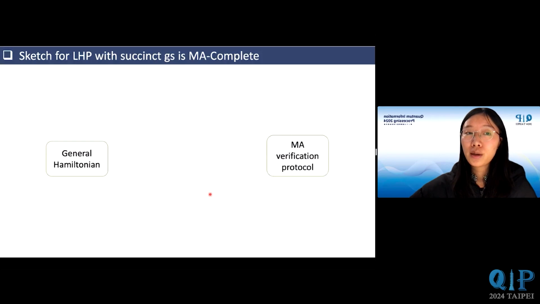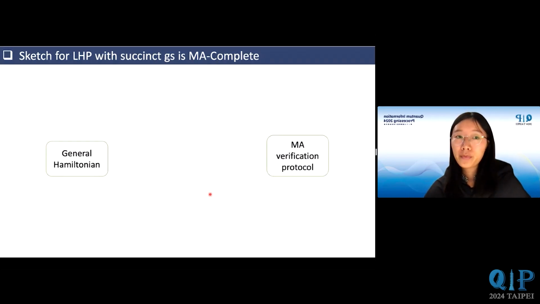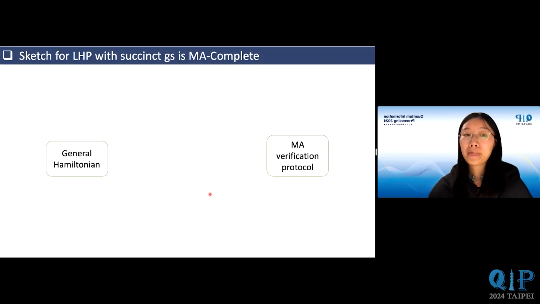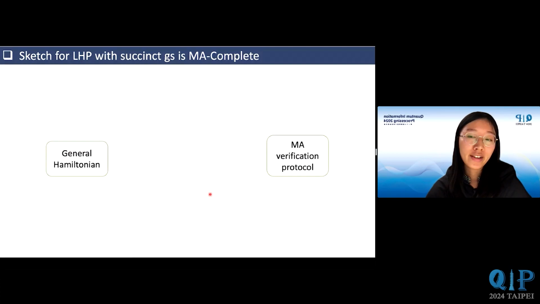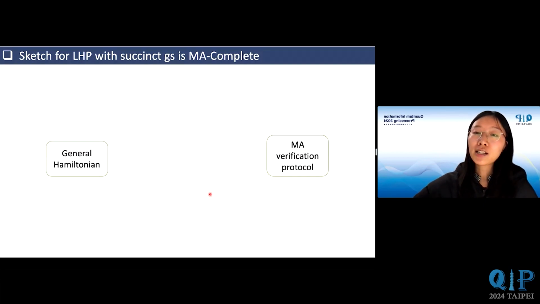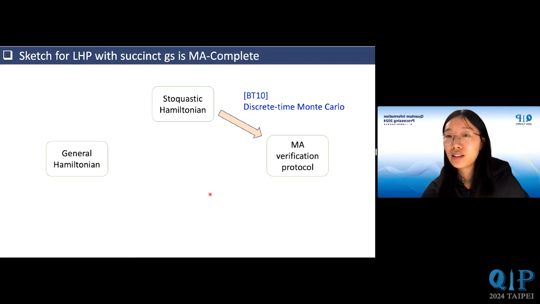Finally, I wish to give a sketch of our proof. Recall what we want to do: we want to prove that for general Hamiltonians, you can define an MA verification protocol. The starting point is that we know for stochastic Hamiltonians, you can use the discrete time Markov chain to design the MA verification protocol.